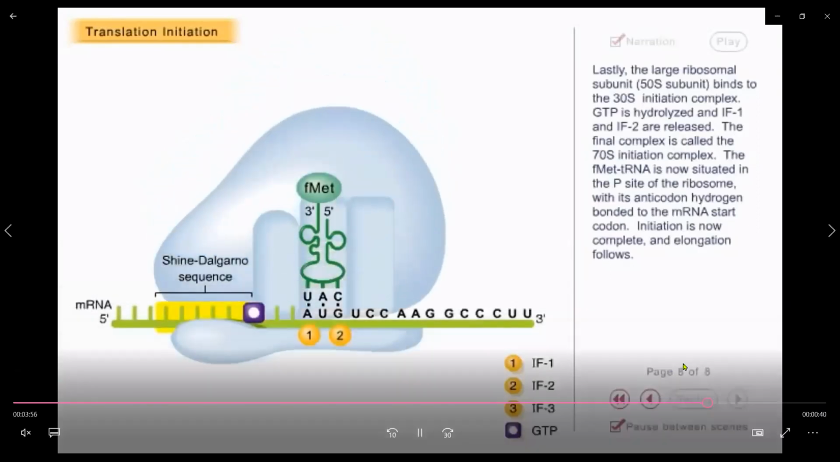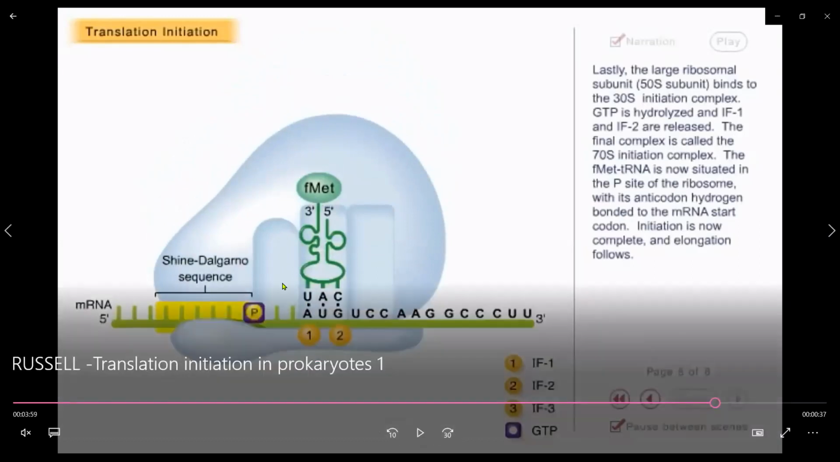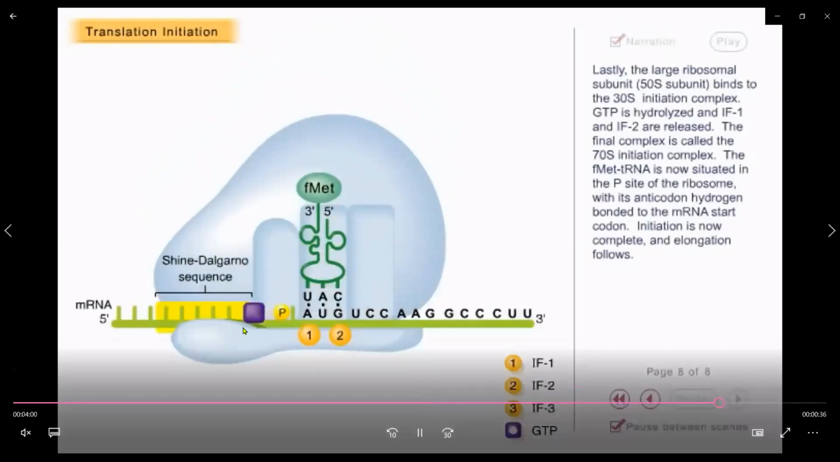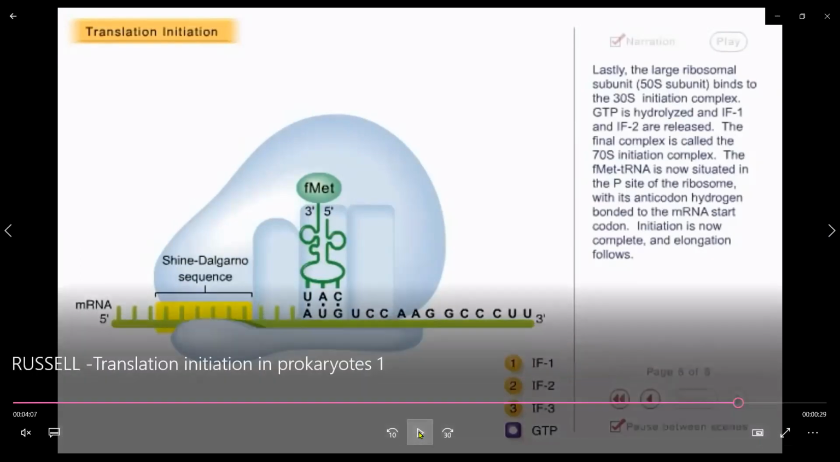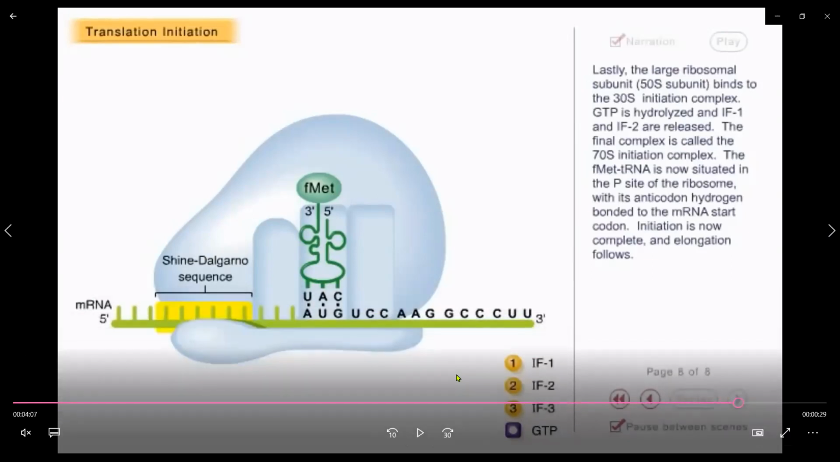So you can see the 50S ribosome sitting. And as I said, the initiator tRNA is sitting at the P site of the 50S ribosomal subunit. And there's a breakdown of GTP with the release of the initiation factors. So now we have this 70S initiation complex ready.